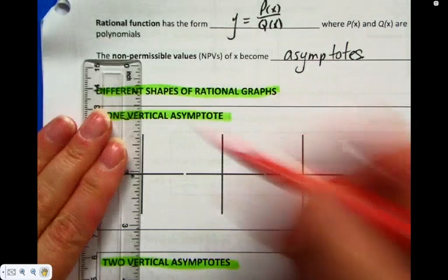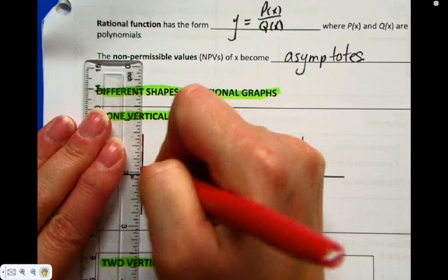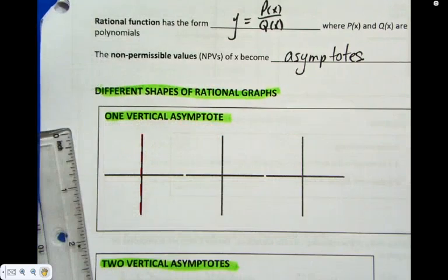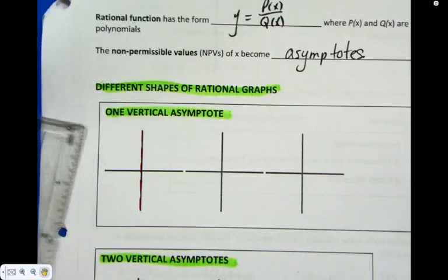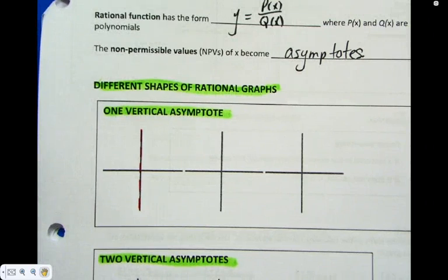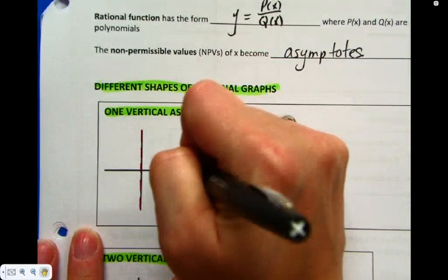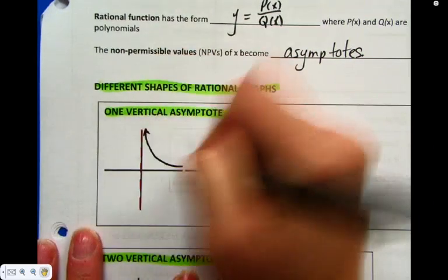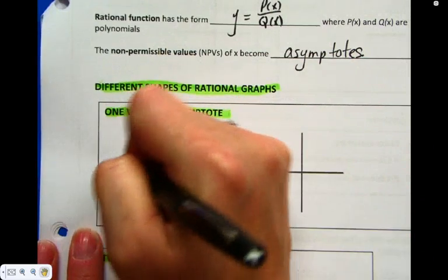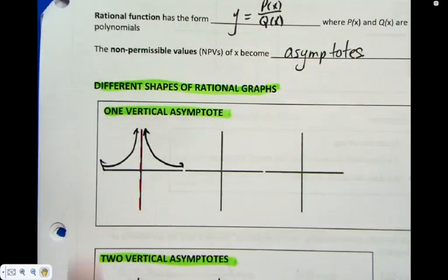So a one vertical asymptote graph, typically it's on the y-axis, but it doesn't have to be. Anyone remember what these ones were called? Remember, mathematicians were not creative people. Yeah, these were the volcano graphs. So you have a piece on the right that approaches the asymptote and a piece on the left that approaches the asymptote. Volcano.